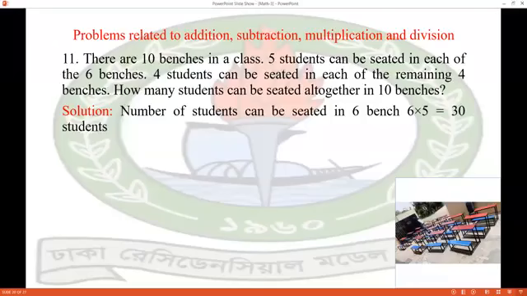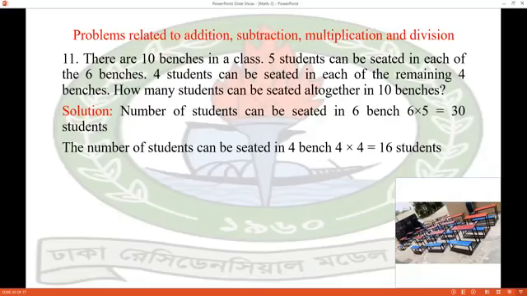The number of students that can be seated in 6 benches is 6 multiplied by 5, equal to 30 students, because we know that in 6 benches, 5 students can be seated in each bench. So we find how many students can be seated in 6 benches by multiplying 6 with 5. So the number of students is 30. In the second condition, we have to find the number of students that can be seated in 4 benches. So 4 into 4 equals 16 students.